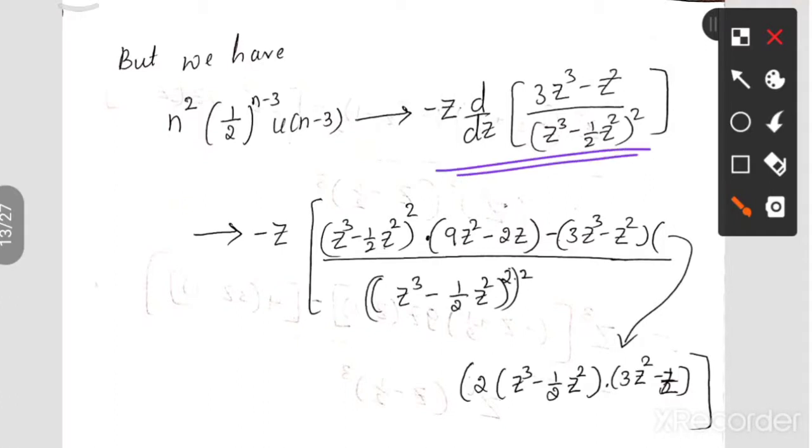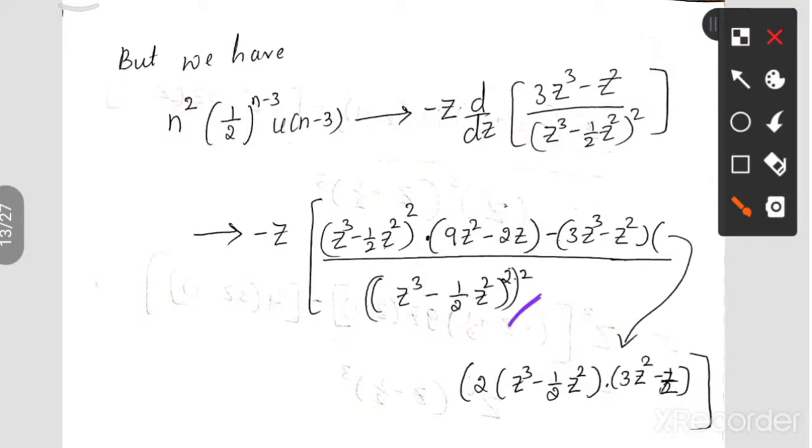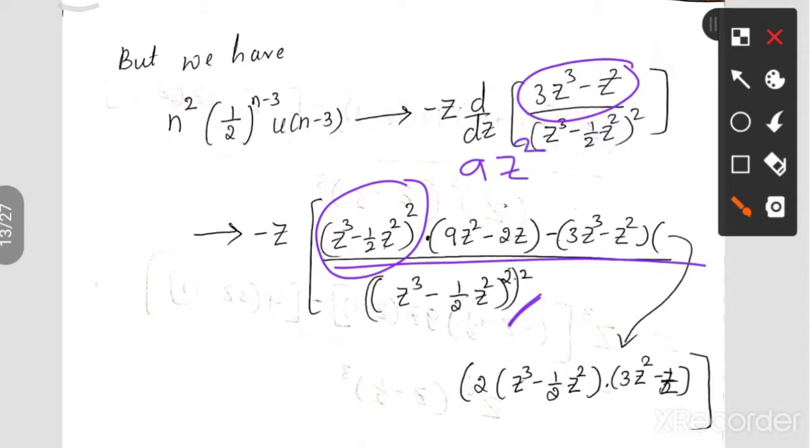So let's differentiate this, keep minus z as it is, okay, differentiate, this is in the form of numerator by denominator. So square the denominator, already it was z cube minus 1 by 2 z square whole square, that square we have to take, okay. And the next in the numerator, keep the denominator as it is, that is z cube minus 1 by 2 z square whole square, keep as it is, and differentiate the numerator, that is 3z cube differentiation is 9z square, 3 into 3 z square, so therefore it will be 9z square.